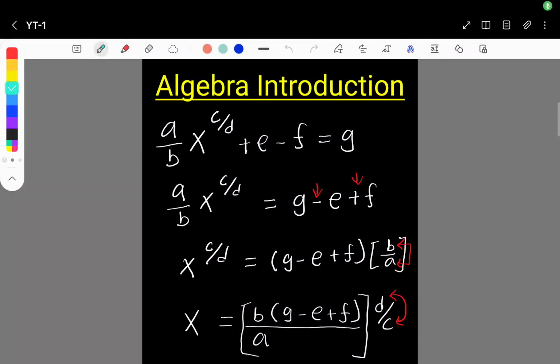Today we're going to learn Algebra Introductions. We are going to learn how to manipulate these algebra equations.